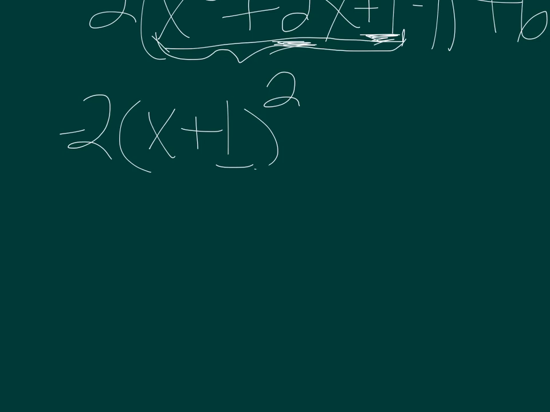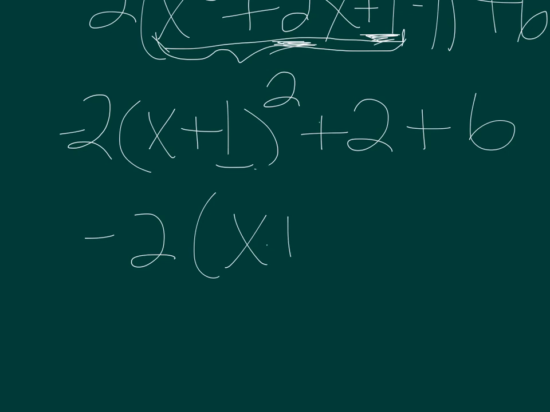Okay, and then now I have this negative 1 out here, and I want to take it out of the parentheses. And in order to do that, I have to multiply it by this negative 2 that's outside the parentheses. So a negative 2 times a negative 1 gives me a positive 2 plus the 6 that's out here. So I have negative 2 times (x plus 1) squared plus 8. And that is my completed square.